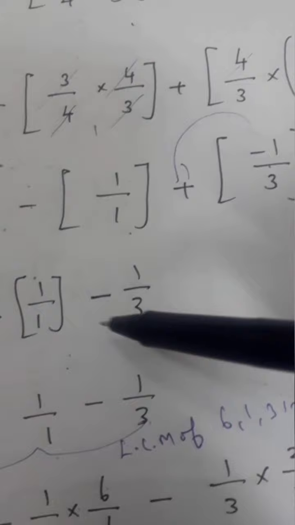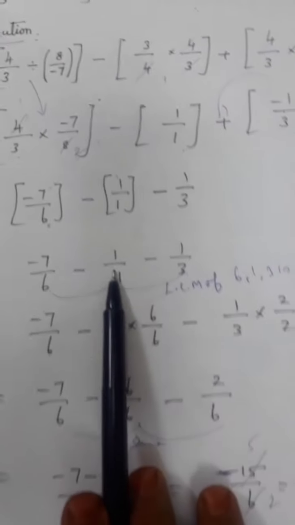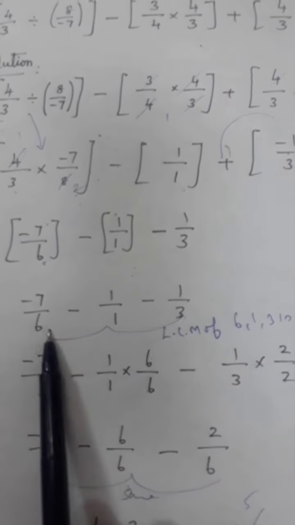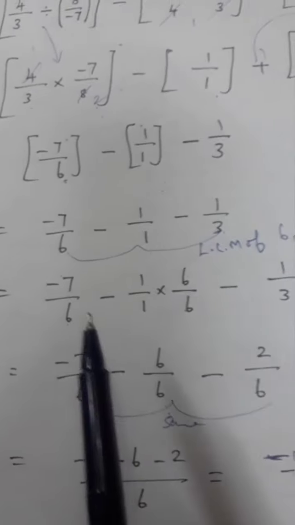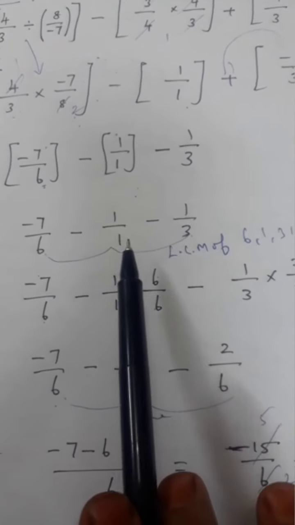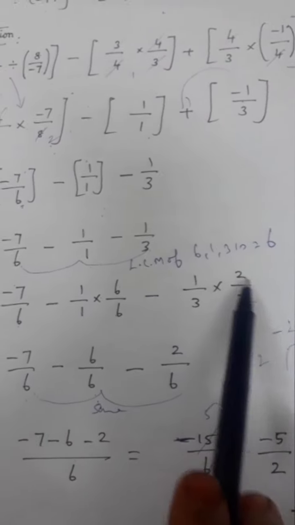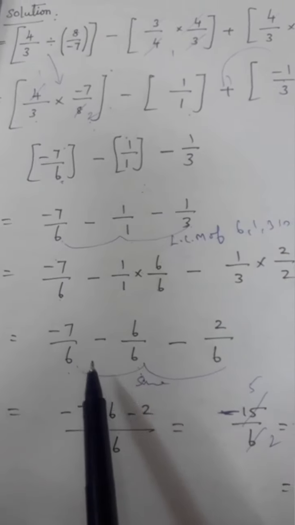Now plus into minus, minus 1 by 3. Minus 7 by 6. Minus 1 by 1. Minus 1 by 3. 6, 1, 3: the denominators are different, so take the LCM. The LCM is 6. So 7 by 6 stays as it is. Minus 1 by 1, multiply by 6, you get 6 by 6. Minus 1 by 3 into 2 by 2 gives 7 by 6 minus 6 by 6 minus 2 by 6.